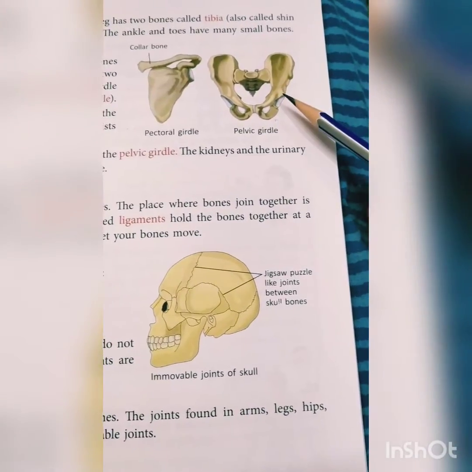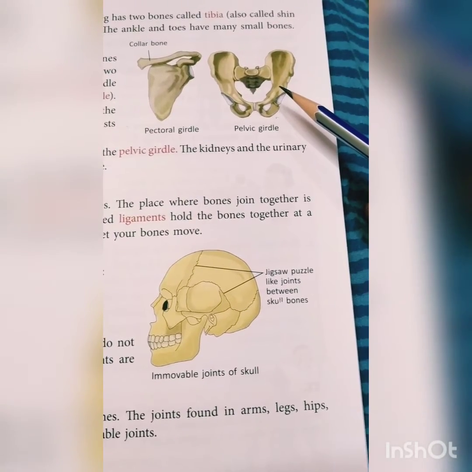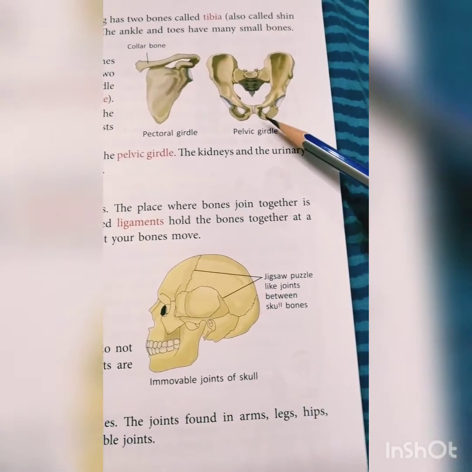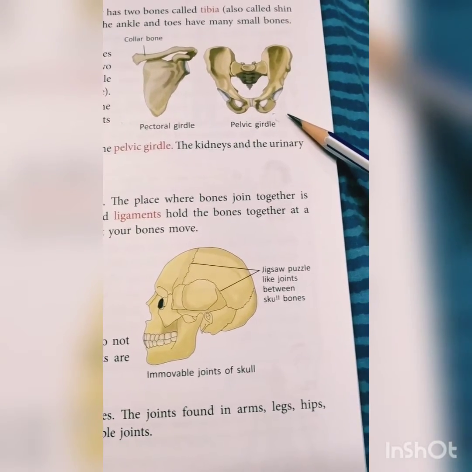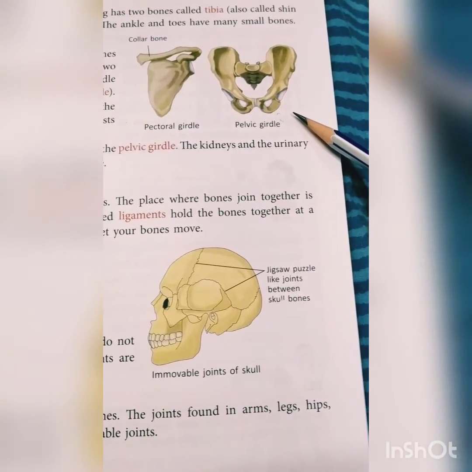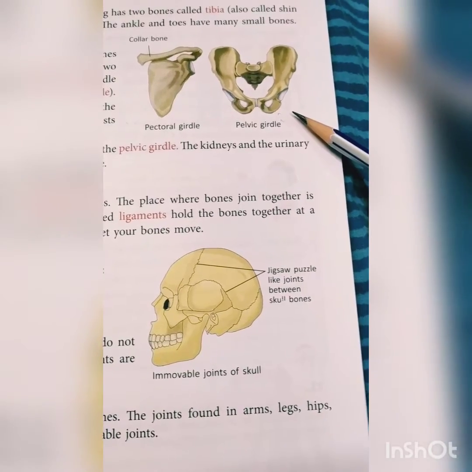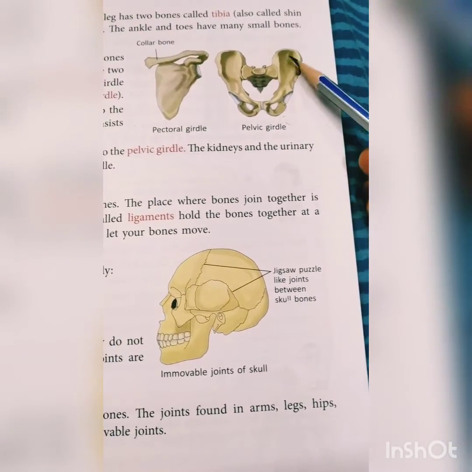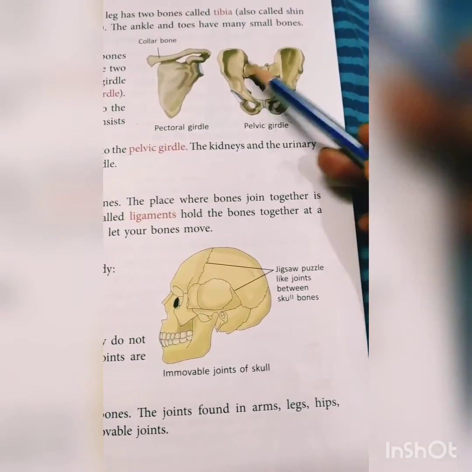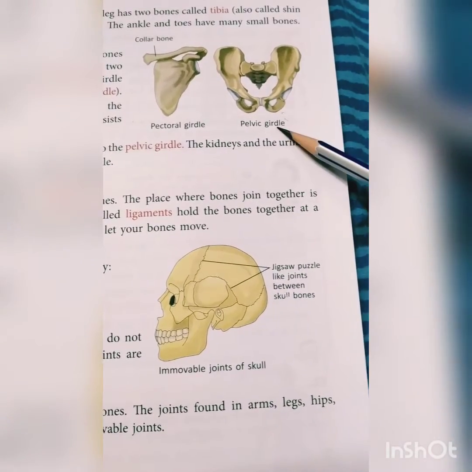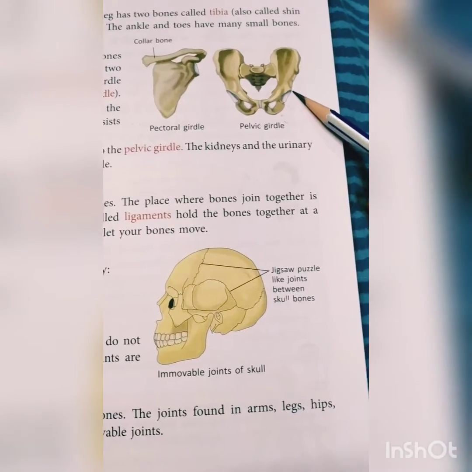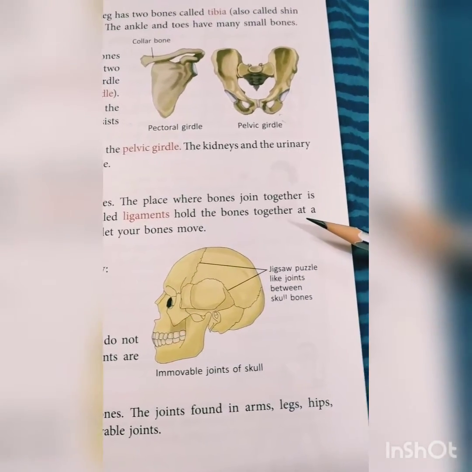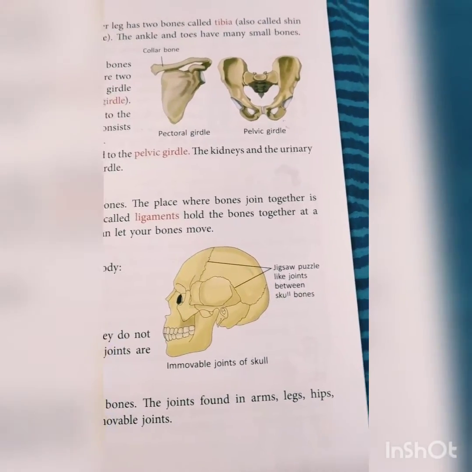In the same way, the hind limbs or the legs are attached to the pelvic girdle. The kidney and the urinary bladder are protected by the pelvic girdle. So this is the backbone, and these two plate-like structures are called the pelvic girdle, and the hip bone is joined. The leg is joined with this girdle.